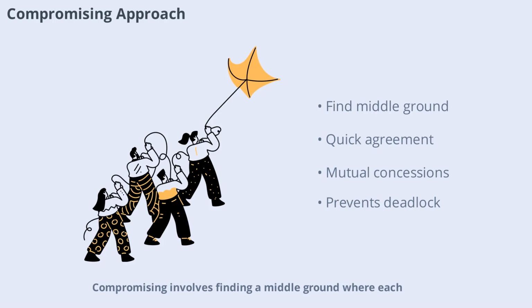Compromising involves finding a middle ground where each party gives up something to reach an agreement. This approach is useful when time is limited or when both sides have equally important goals. While it may not fully satisfy everyone, it helps move the project forward and prevents deadlock. Use compromising when a quick, mutually acceptable solution is needed, but be mindful that repeated compromises can weaken team morale over time.